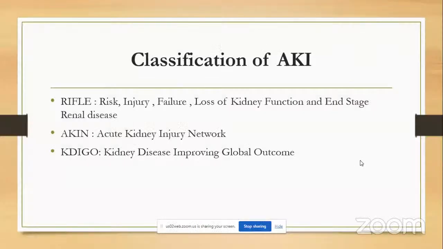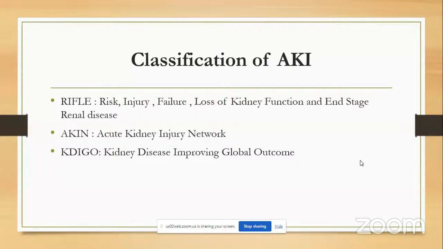AKI is diagnosed if one of the following criteria is met, that is increase in serum creatinine of at least 0.3 milligram per deciliter within past 48 hours, or a 50% increase in baseline serum creatinine within 7 days, or a urine output of less than 0.5 ml per kg per hour for at least 6 hours.